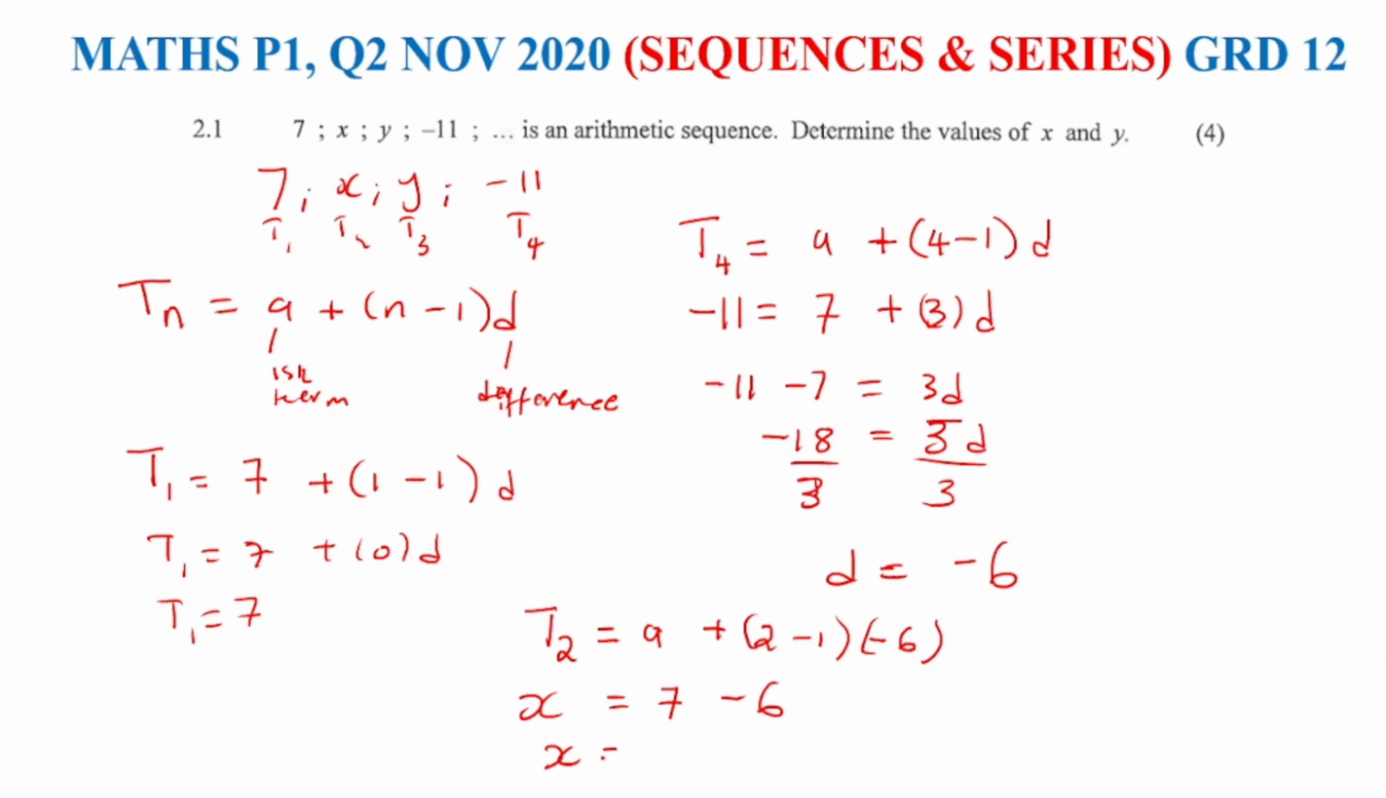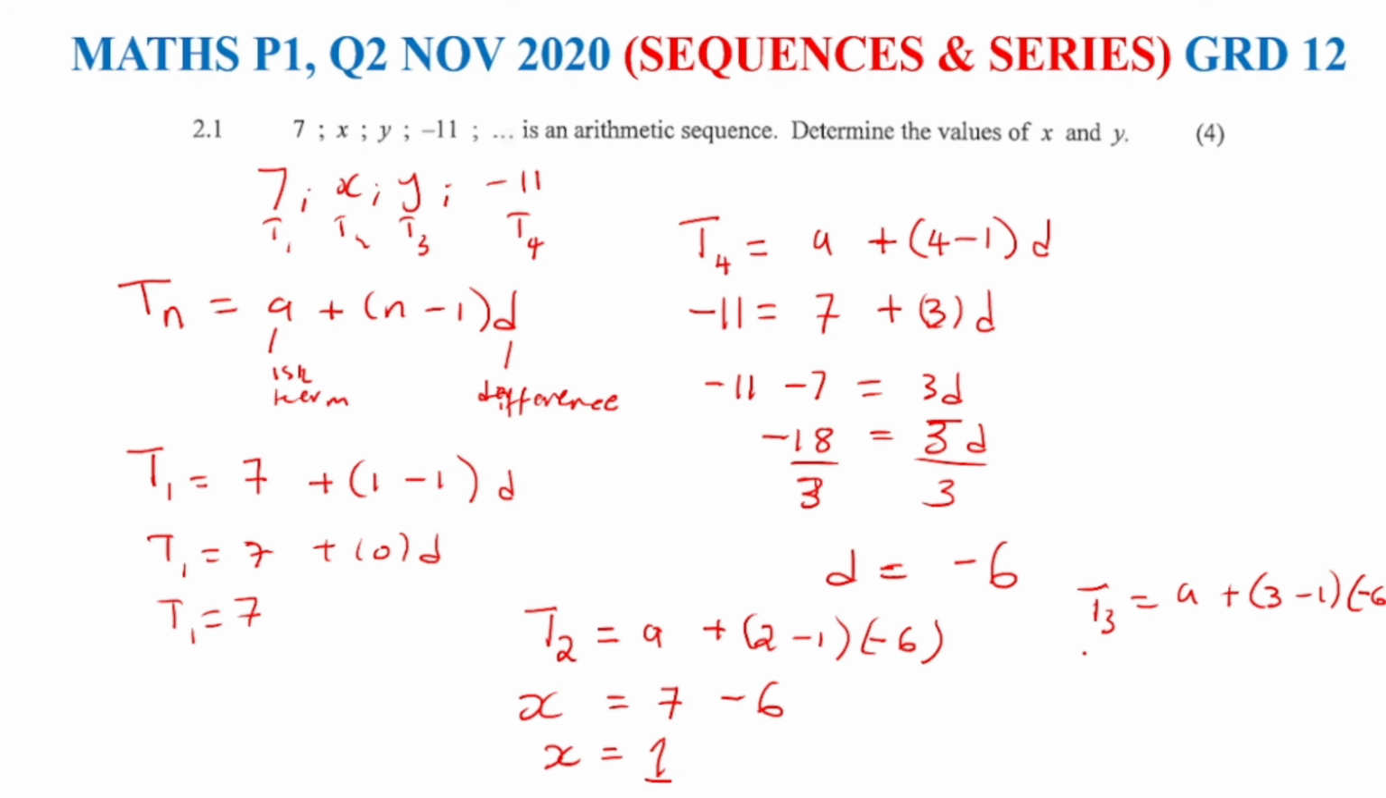Therefore, x should be equal to 1. Okay, great stuff. So you should be able to get your marks there. Now let's come here. Y is T3. So we're going to say T3 is going to be equal to a plus n, which is 3, 3 minus 1, and then d would be minus 6 as we calculated it there.